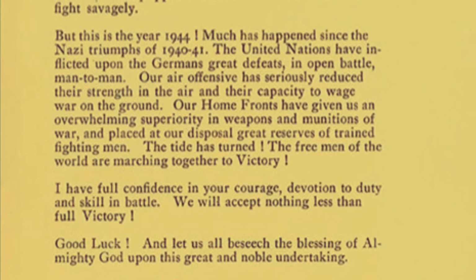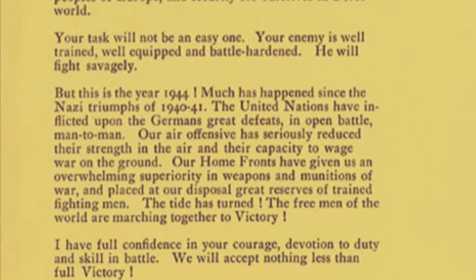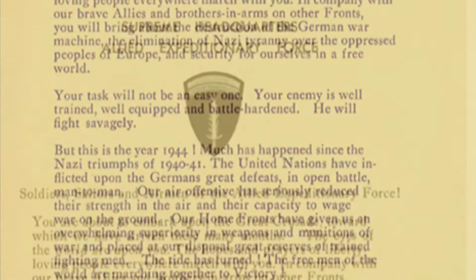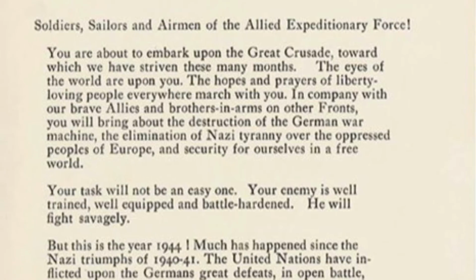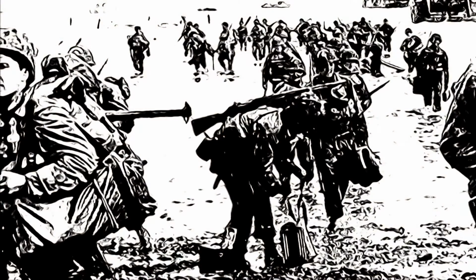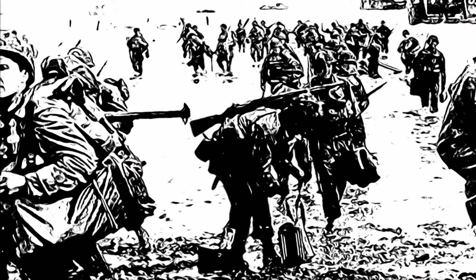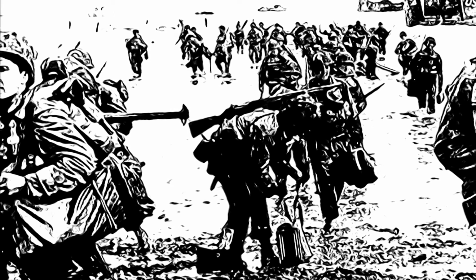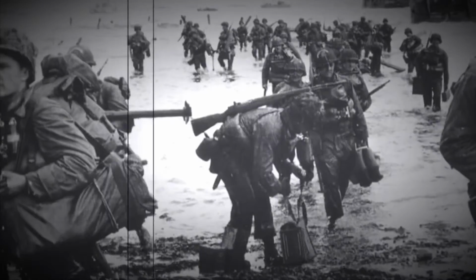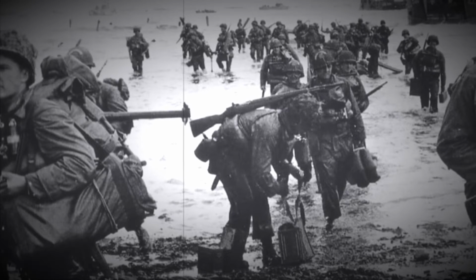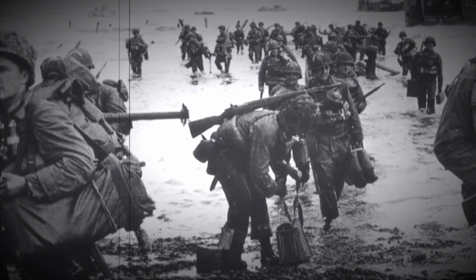D-Day would be postponed once more by a single day. High winds on June 4th forced Eisenhower to push the Great Crusade back one more day. Finally, on the morning of June 6th, the long-awaited invasion of France began. By the time the sun set, the Allies had established a foothold, the first step in a march that would lead them all the way to Berlin in the defeat of Nazi Germany.